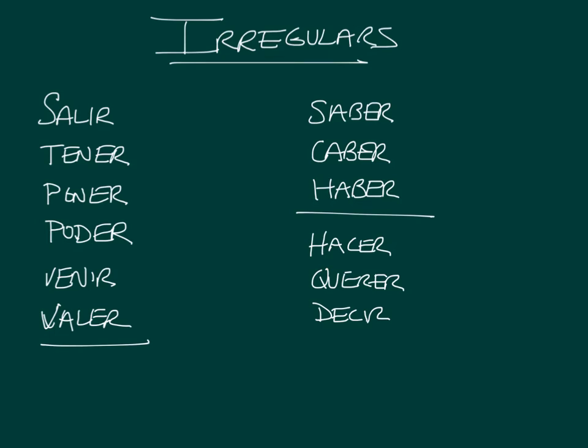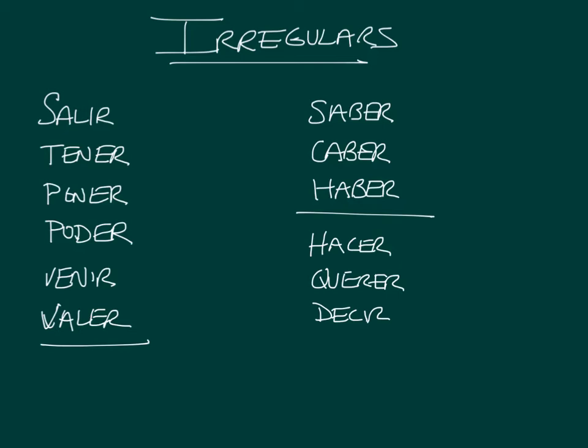As far as the irregulars of the conditional tense are concerned, this list should also look very familiar to you. The same 12 irregulars that are irregular in the future tense are also irregular in the conditional tense. And even better than that, the stems of the irregulars are the same. So it's the same exact grouping as we had in the future tense.